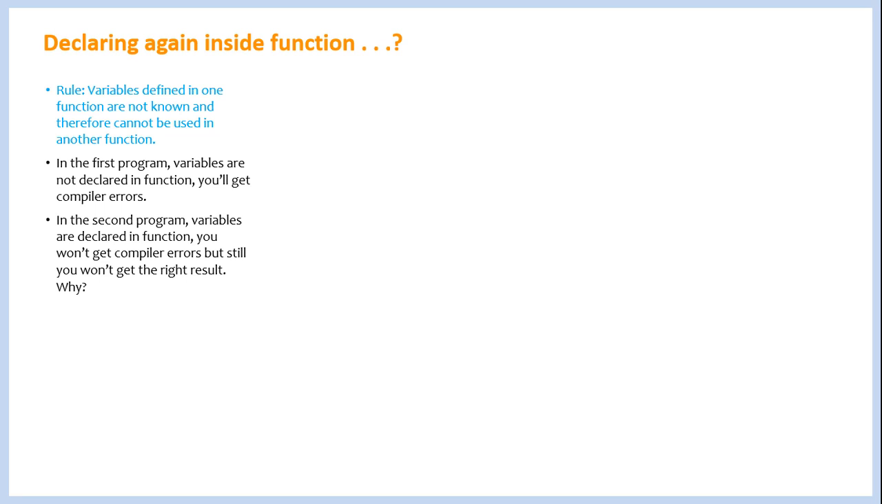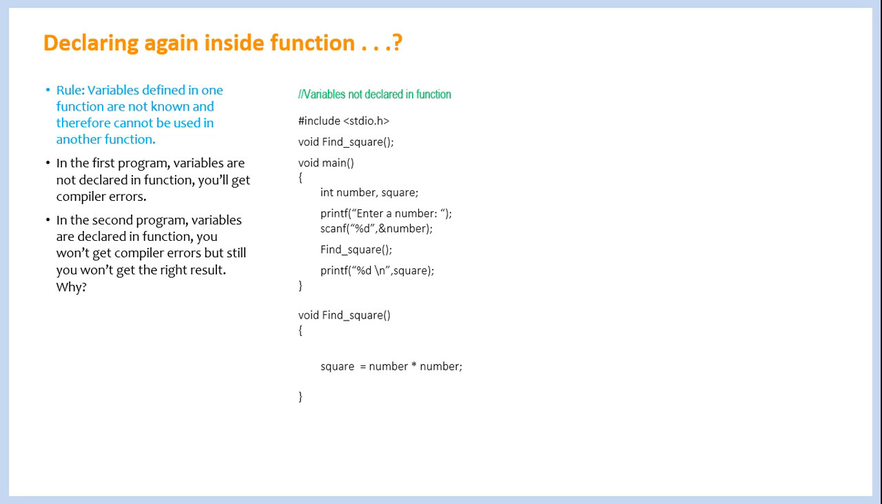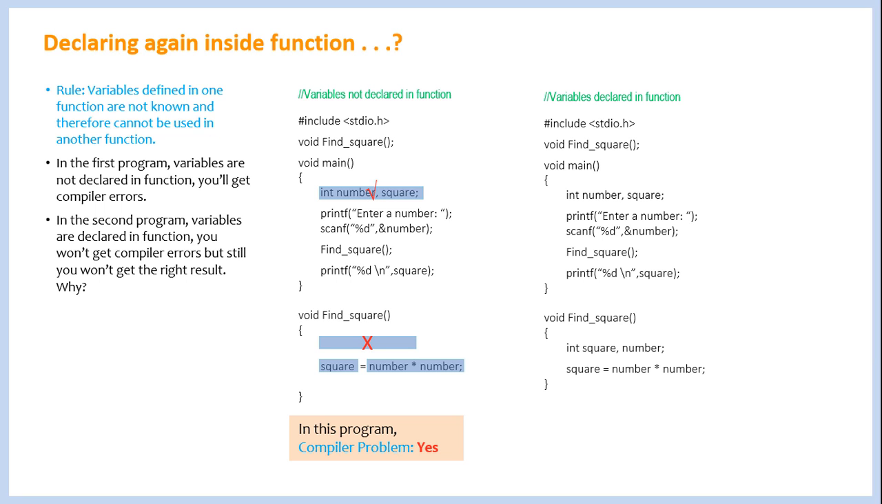Now let's revisit the program again. Compiler had problems with variables square and number, right? Variables square and number are defined in main, not in the function. So because of this, you get compiler errors. Now let's change this program and add this line. Now compiler has no problem with variables square and number, as they are now both defined inside the function itself.